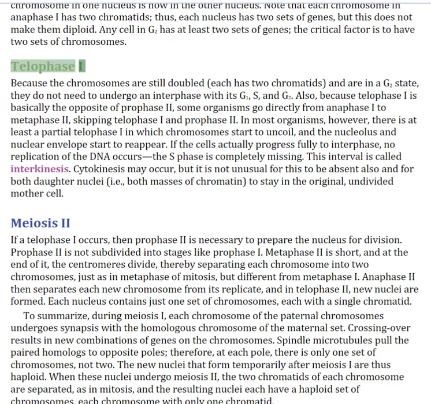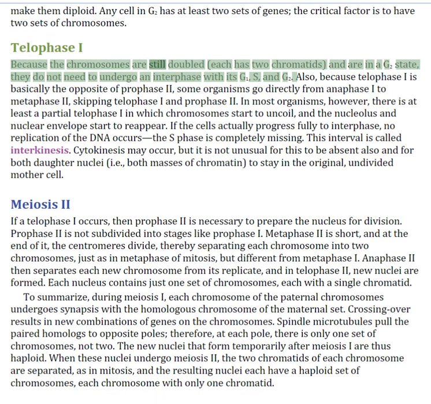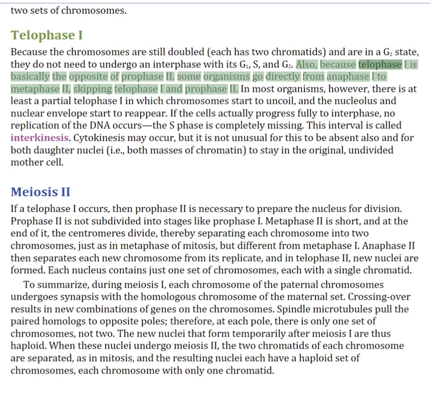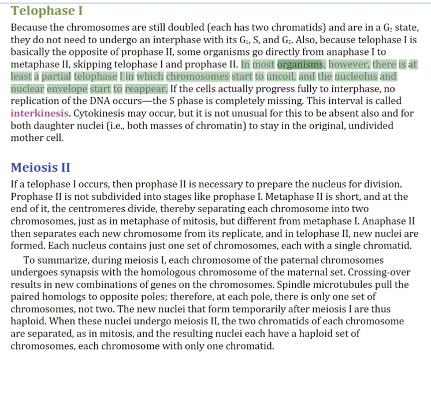Telophase I. Because the chromosomes are still doubled and are in a G2 state, they do not need to undergo an interphase with its G1, S, and G2. Also, because telophase I is basically the opposite of prophase II, some organisms go directly from anaphase I to metaphase II, skipping telophase I and prophase II. In most organisms, however, there is at least a partial telophase I in which chromosomes start to uncoil, and the nucleolus and nuclear envelope start to reappear.